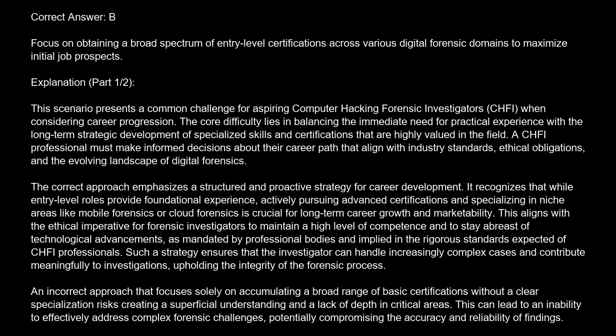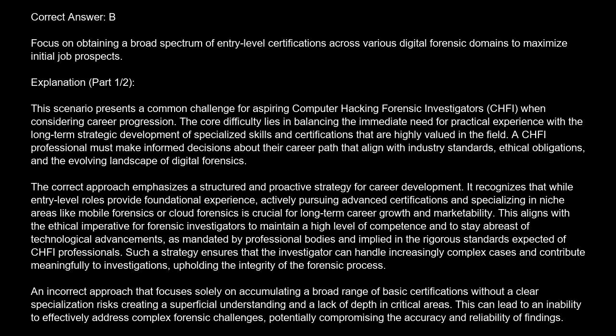A CHFI professional must make informed decisions about their career path that align with industry standards, ethical obligations, and the evolving landscape of digital forensics. The correct approach emphasizes a structured and proactive strategy for career development. It recognizes that while entry-level roles provide foundational experience, actively pursuing advanced certifications and specializing in niche areas like mobile forensics or cloud forensics is crucial for long-term career growth and marketability.